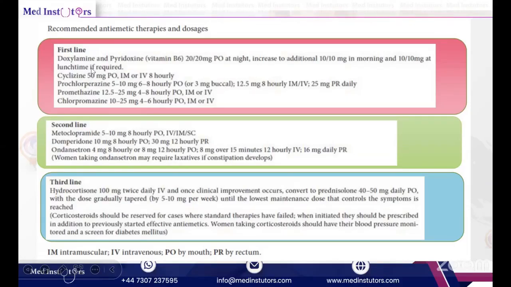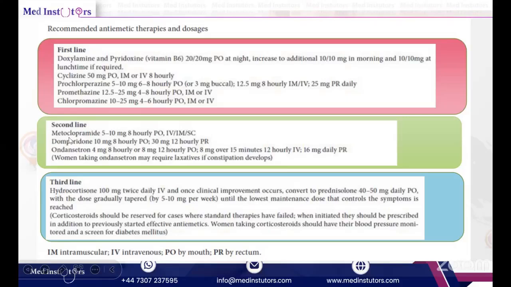Cyclizine is available in the market. I will not tell you the brand name. You have to search yourself, and you can even try it 8 hourly. For those who cannot tolerate this, because it is an antihistamine and has side effects like sedation, we can try another one like prochlorperazine or promethazine. These can be given either orally, intramuscularly, or intravenously. Prochlorperazine can be given buccally, and it can be given per rectum as well.